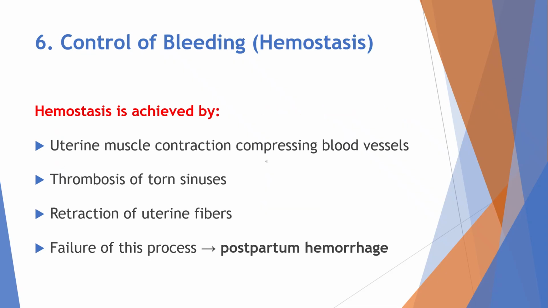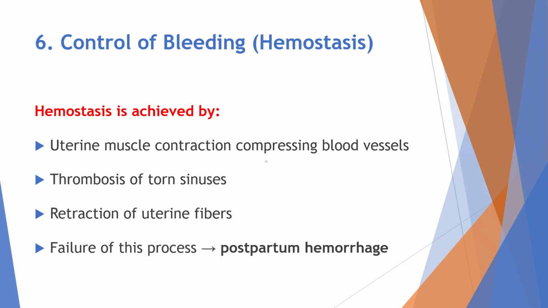Now let us understand how bleeding is controlled during the third stage of labor, a process known as hemostasis. After the placenta is expelled, the uterus contracts strongly and becomes firm. These uterine muscle contractions compress the blood vessels at the placental site, which helps to stop bleeding. This is one of the most important natural mechanisms for preventing excessive blood loss.